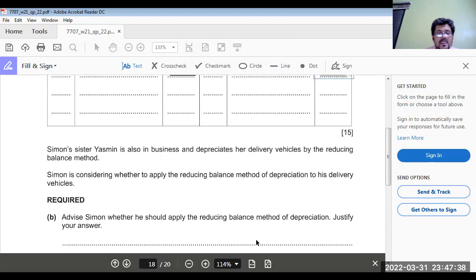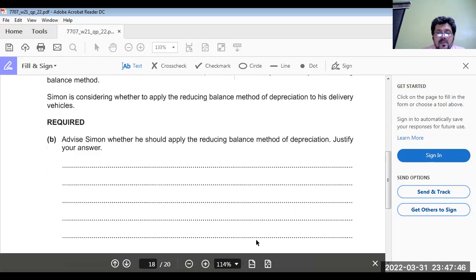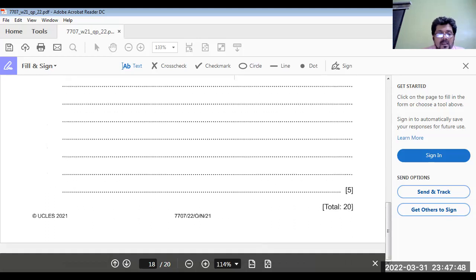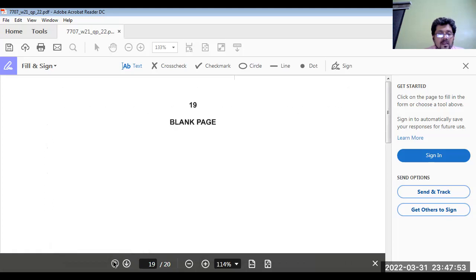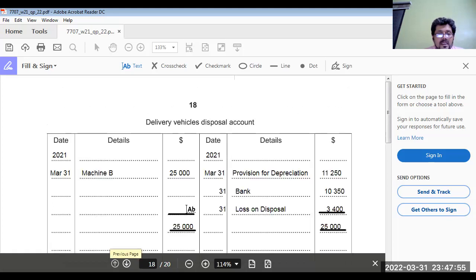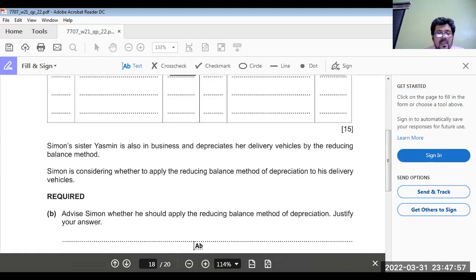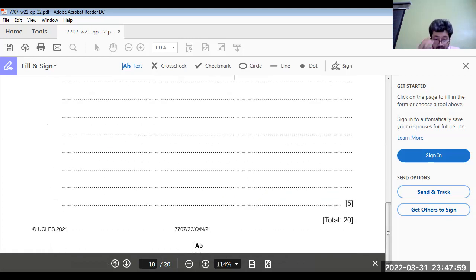Now, Simon's sister Yasmin is also in business and her depreciation is driven by the usual method. Simon is invited to apply the reducing balance method of depreciation to his business, and whether he should apply the reducing balance method, justify your answer. Now, in this question, what we have to do? You have to write the advantages and disadvantages and uses of the methods.